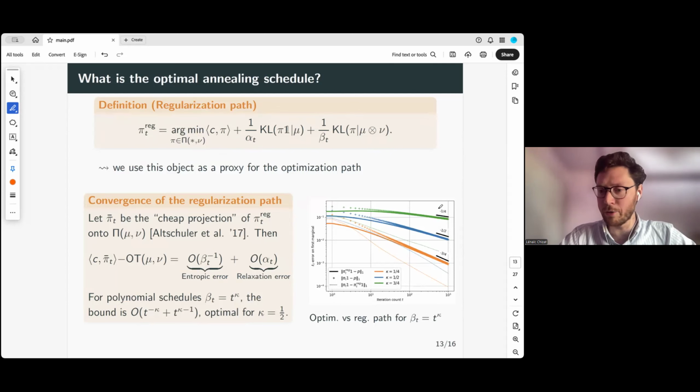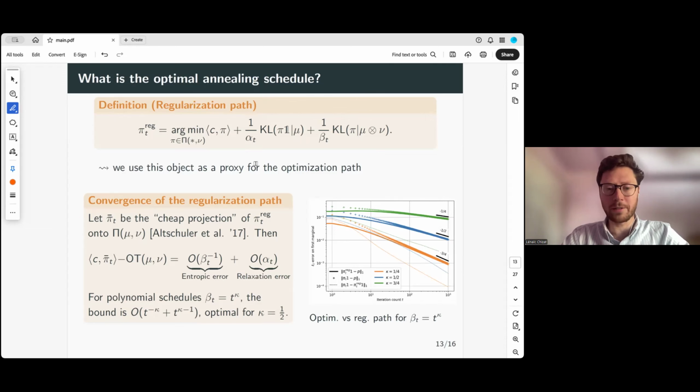And here I also plot, in practice, the difference between this regularization path and the optimization path. In fact, they converge to each other much more quickly than the whole path converges to the solution. So in practice, you can observe that this is indeed a very good proxy.